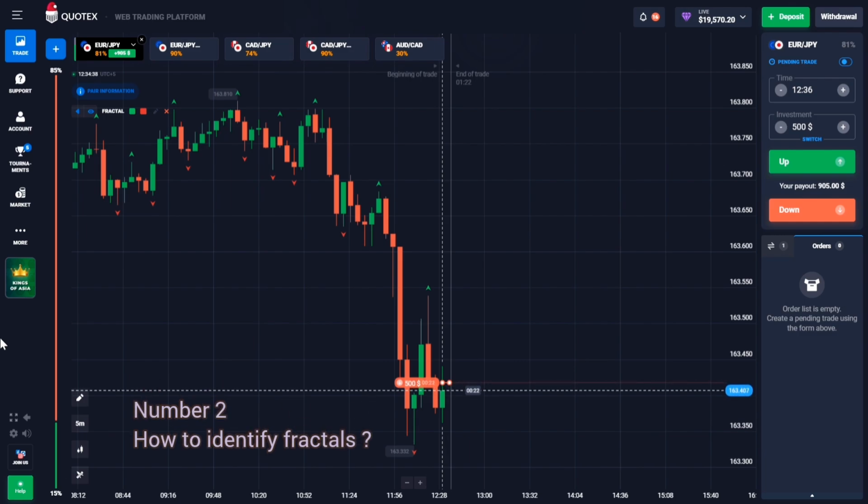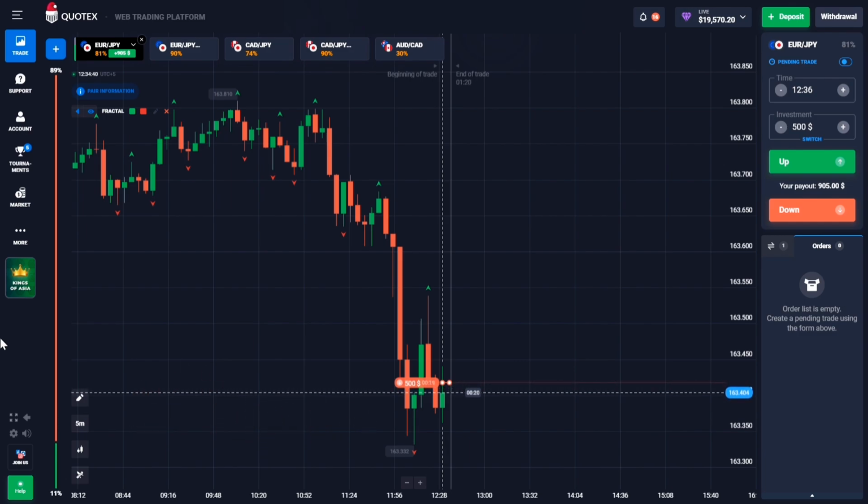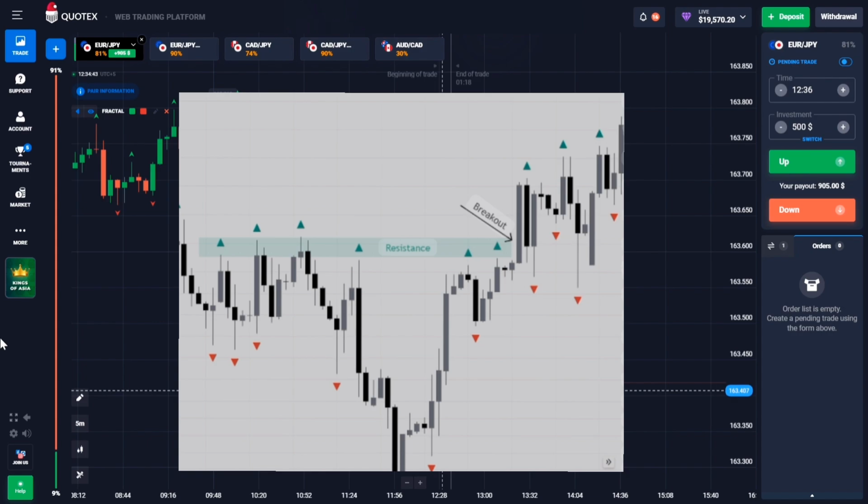How to identify fractals. Bullish fractal formation. The middle candlestick has the lowest low compared to the 2 candles before and after it. It appears below the price chart.